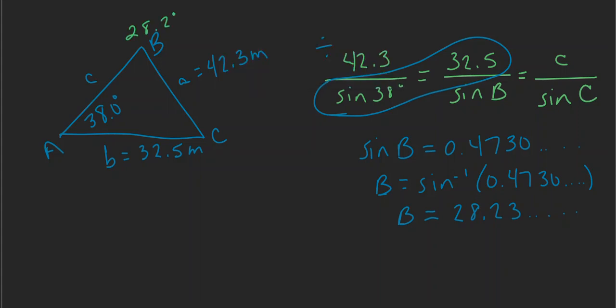Now that I have angle B, I can go ahead and find angle C. 28.2 plus, actually, I'm going to write that differently.